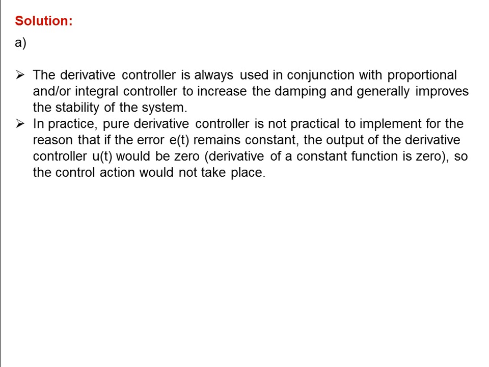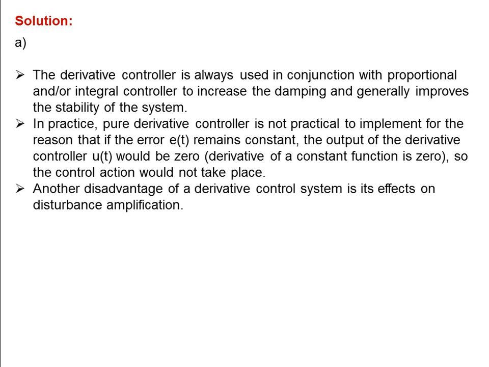The first one is that if in practice we apply a pure derivative controller, and the derivative of the error is constant, the output will always be 0, and the controller doesn't do anything. Another problem with the derivative controller is its effect on disturbance amplification. Derivative controllers amplify the errors or disturbances, specifically if they include higher frequency components.